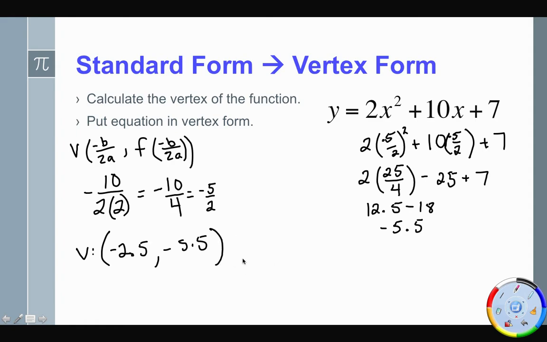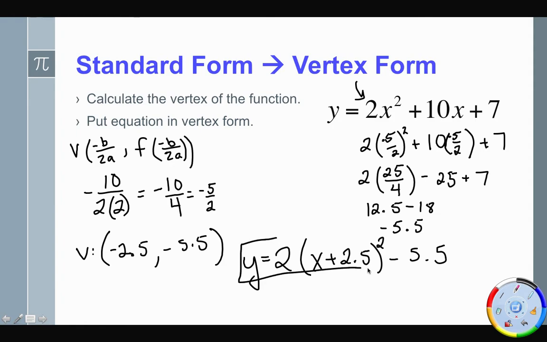All right, so we can actually go ahead and put this straight into vertex form. The a value is the same a value that is in your original function. So the a value is 2 times (x minus negative 2.5, which makes a plus 2.5) quantity squared, and then the minus 5.5. And that is vertex form for this function in standard form.